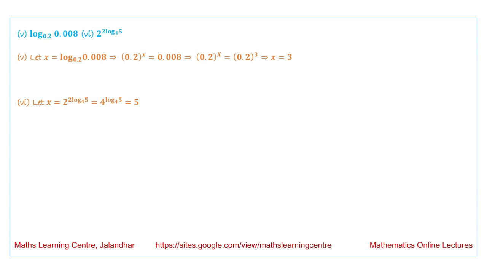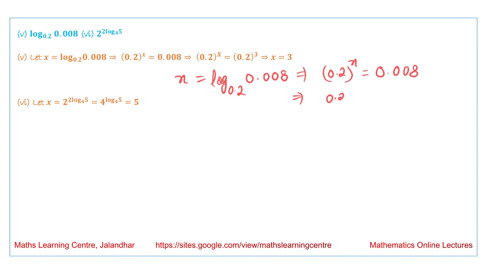Next question we have is to calculate the value of log of 0.008 to the base 0.2. Again, if we consider this value is equal to x, we are solving the equation 0.2 raised to the power x is equal to 0.008. This implies 0.2 raised to the power x is equal to 0.2 raised to the power 3, and this implies x is equal to 3.